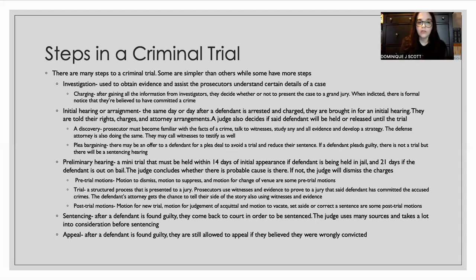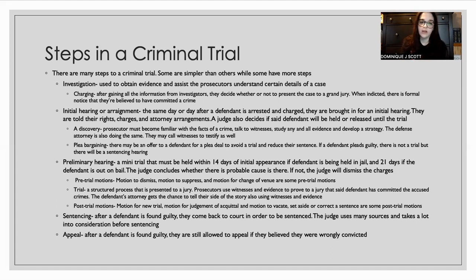Discovery: a prosecutor must become familiar with the facts of a crime, talk to witnesses, and study any and all evidence and develop a strategy. Plea bargaining is when there may or may not be an offer to a defendant for a plea deal to avoid a trial and reduce their sentence. If a defendant pleads guilty, there is not a trial, but there will be a sentencing hearing.